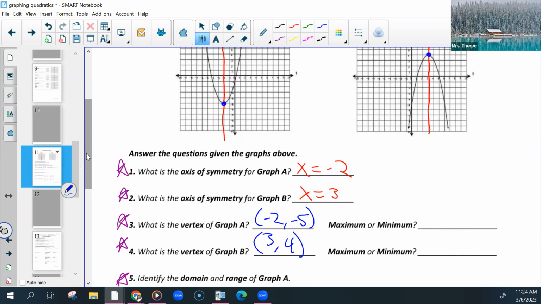And then if it's the lowest point, that's your minimum. If it's the highest point, that's your maximum. Is the vertex for graph A minimum or a maximum? Minimum. And then for graph B, minimum or maximum?